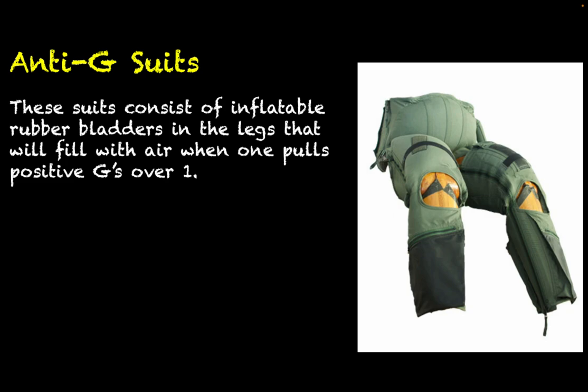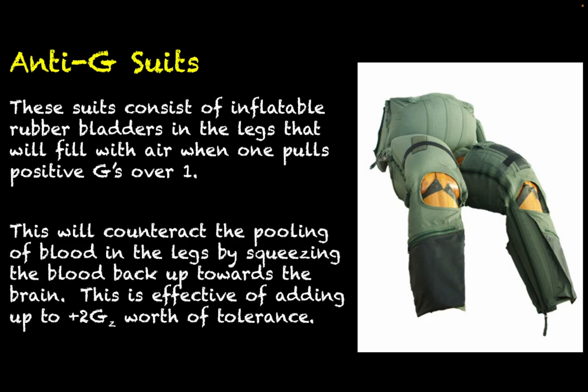These suits consist of inflatable rubber bladders in the legs that will fill with air that corresponds to the number of G's that someone is pulling. What this essentially does is counteract the pooling of blood in the legs by squeezing the blood back up towards the brain. Now, this is not a foolproof thing in that it is only really effective for adding up to 2 G's worth of tolerance. So with an anti-G suit, 5 G's would affect you more like 3 G's would.